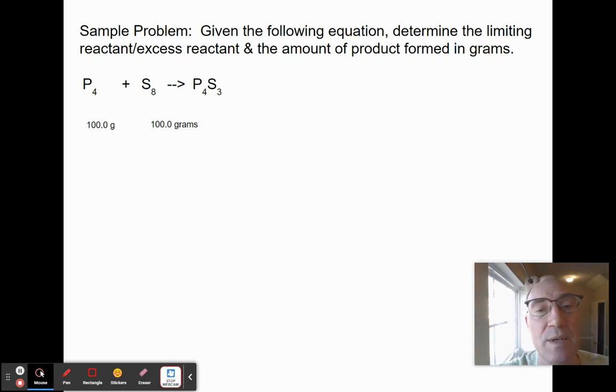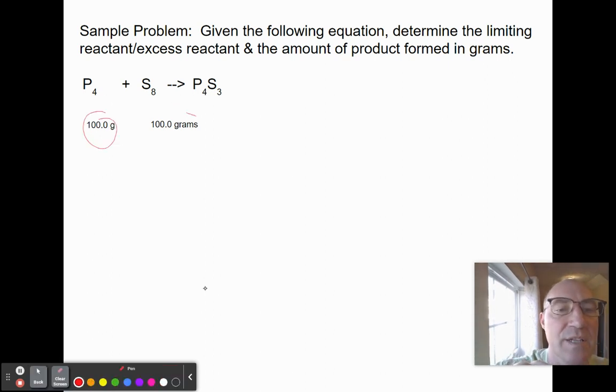Oh, take a look at this one. So for this one, what we have to do is the same thing. Now they're going to give us 2 varieties of this. They're going to give us 100 grams of this and 100 grams of this stuff right here. And we're going to figure out which one is limiting. So one of these is too much and one is too little. What you're going to do is, this is a mass problem this time. You're going to take 100 grams of P4.